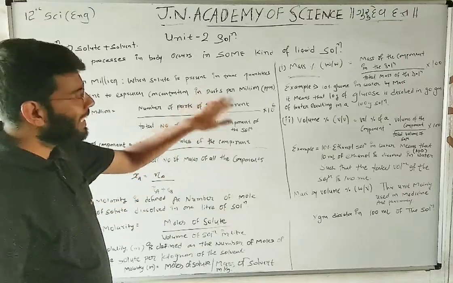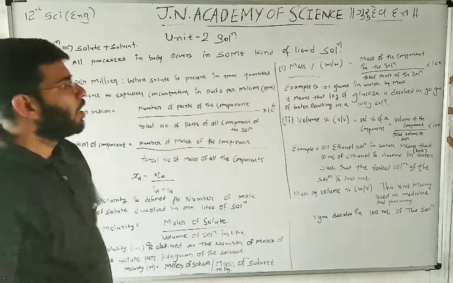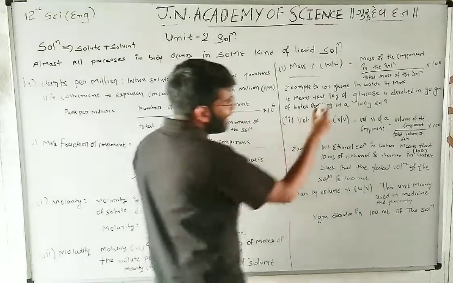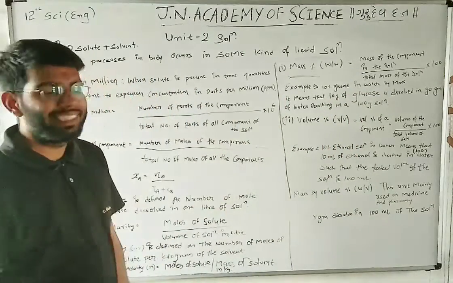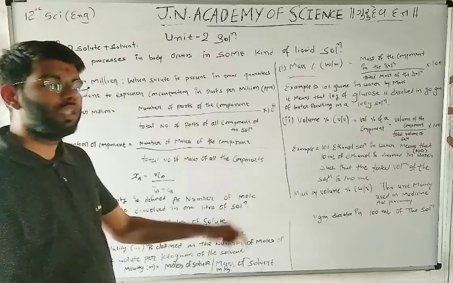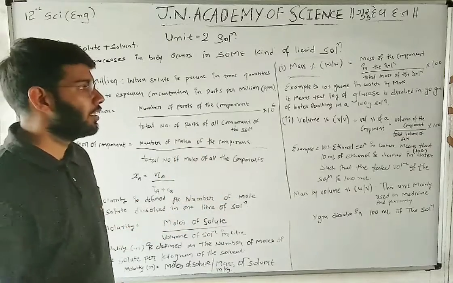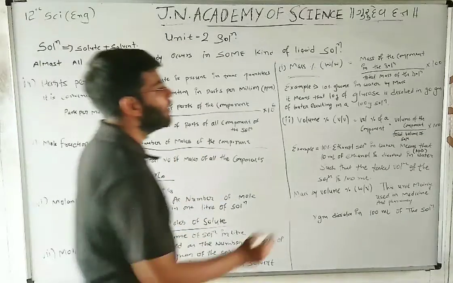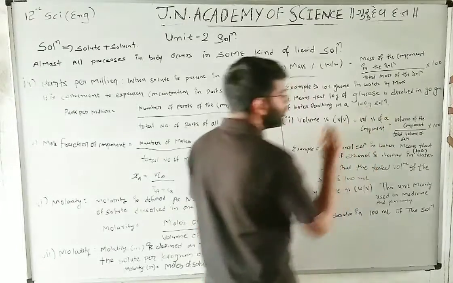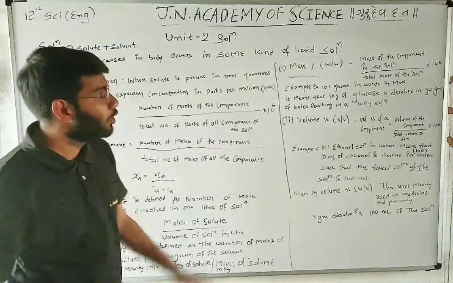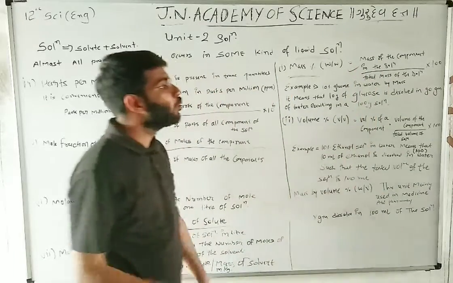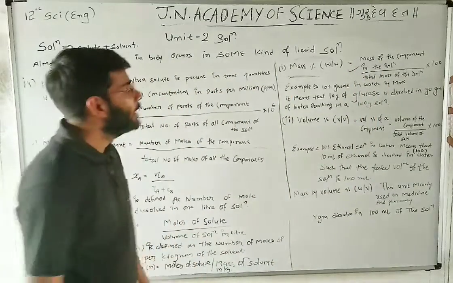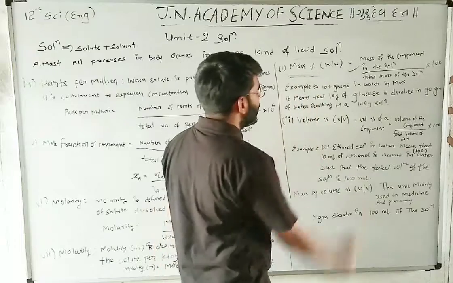What is the meaning of mass percentage? If 10 gram glucose in water by mass, it means that 10 gram of glucose is dissolved in 90 gram of water, resulting in 100 gram of solution. Total solution 100 gram रहना चाहिए. तो mass of the component in solution and total mass of solution, it's called mass percentage.